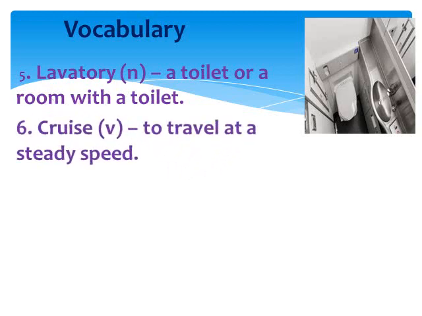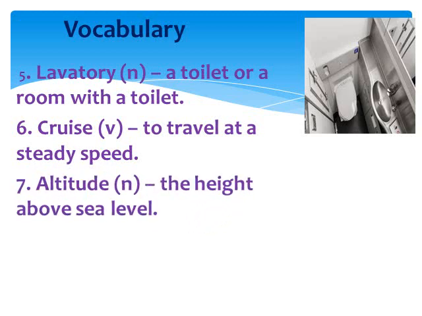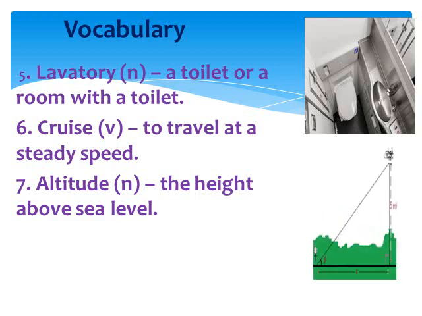Next, cruise. It's a verb word here. It means to travel at a steady speed. Steady speed means a fixed speed. So cruise means to travel at a fixed or steady speed. Next one, altitude. It's a noun word. It means the height above sea level. Look, I've given a picture so that you can understand. So altitude means the height of something above the sea level.